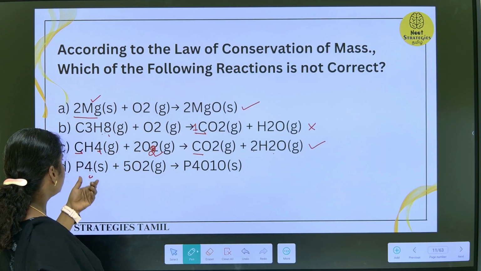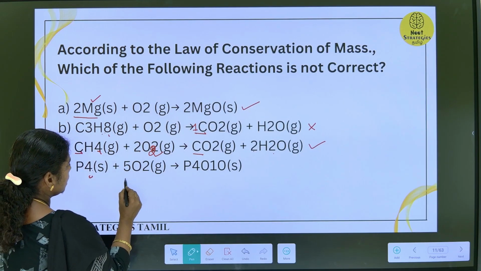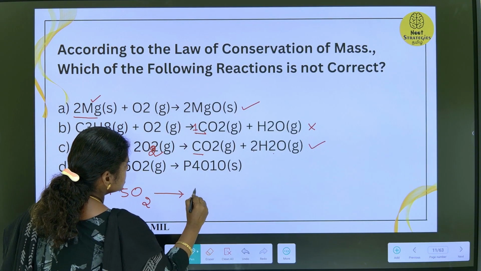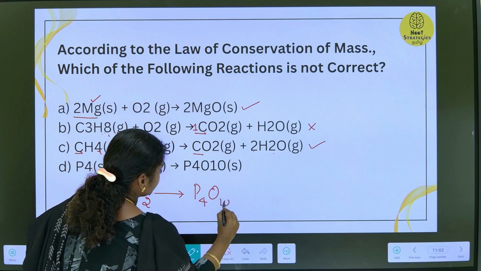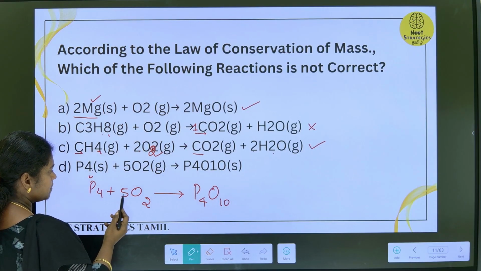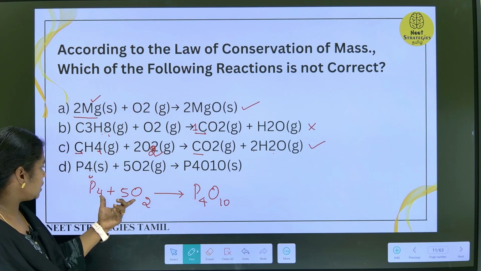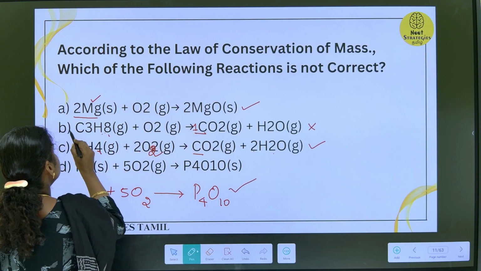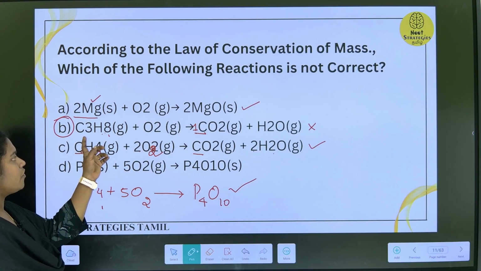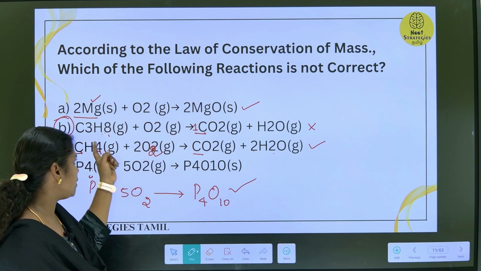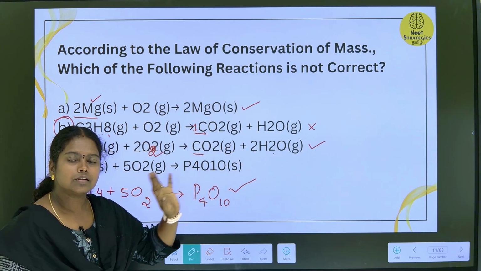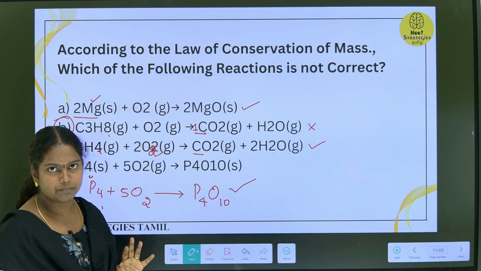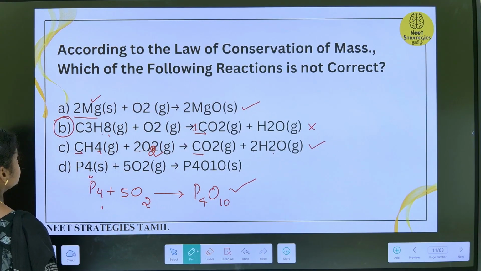Then P4 plus 5O2 gives P4O10. So 4 phosphorus, 10 oxygen. So the total mass of the reactants is equal to the total mass of the products. So only this option is not obeying. The number of elements is not equal, so definitely the mass is also not equal. So the second option is the correct one. Okay, next one.